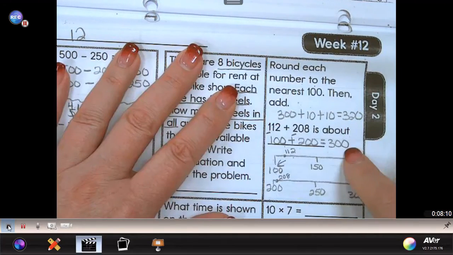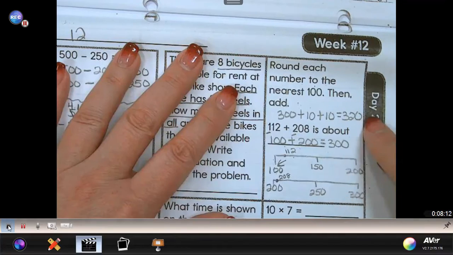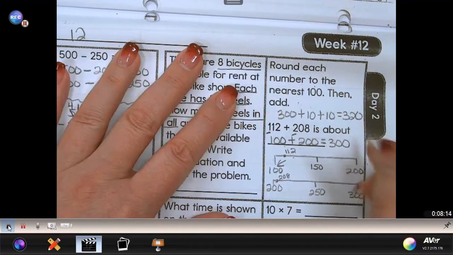And 320 and 300 are fairly close to each other. So we know that we estimated probably correctly.